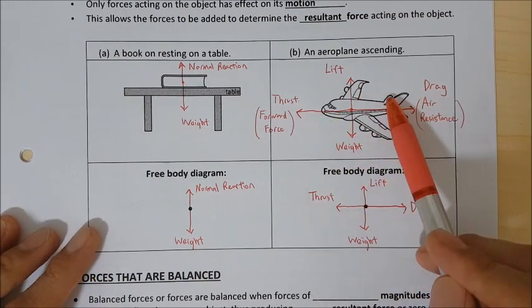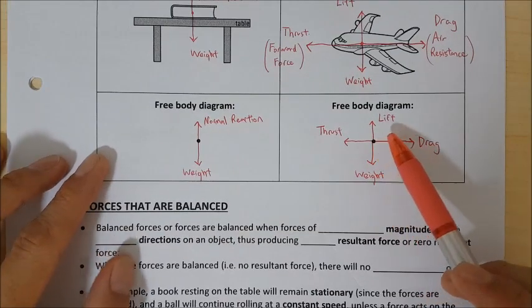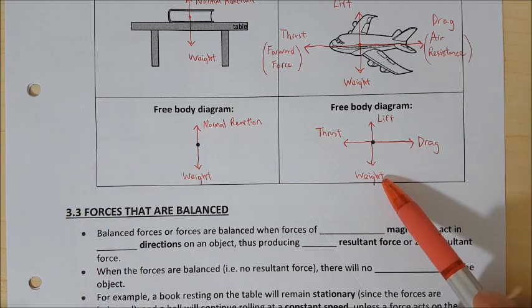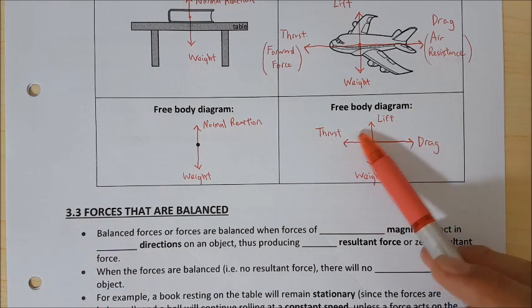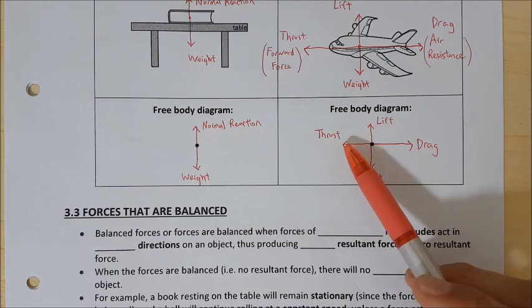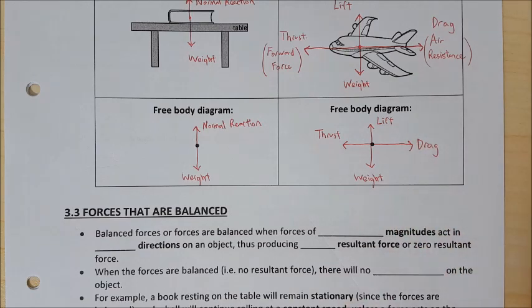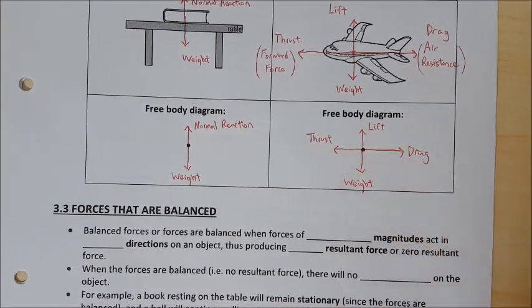So if we simplify the diagram to a free body diagram, it will look like this. Okay, thrust, lift, drag, and weight. The sizes of my forces are not drawn to scale. By right, the thrust should be bigger so that you overcome the drag, so that the plane can be moving forward. But we're just going to ignore that for now.